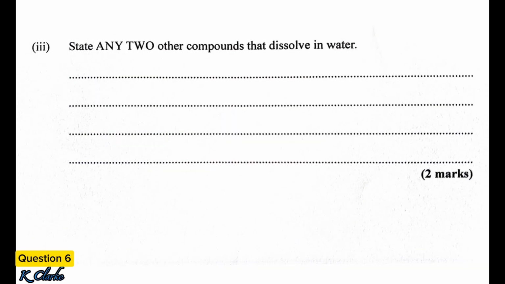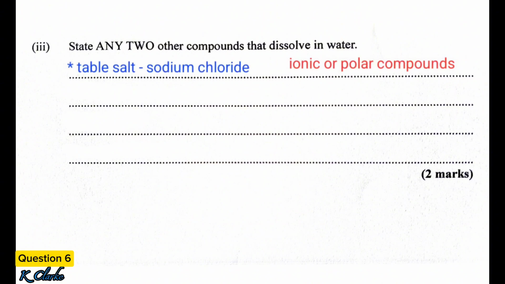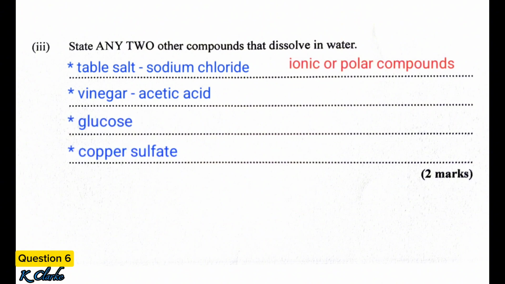Part 3. State any 2 other compounds that dissolve in water. You could write examples of ionic or polar compounds. For example, table salt, also known as sodium chloride. Other compounds can include vinegar, also known as acetic acid, glucose, or copper sulfate.